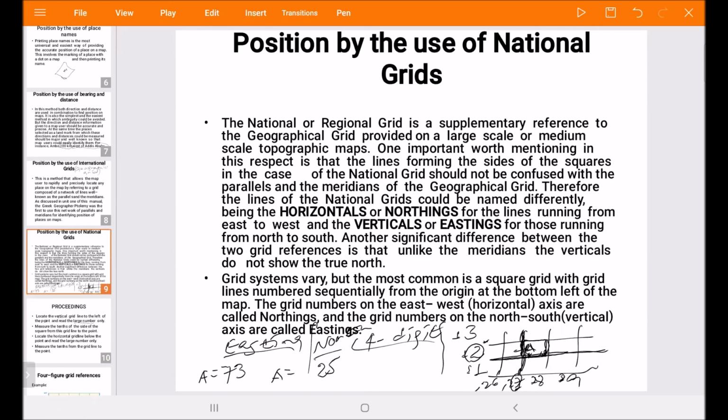So when we identify or locate the position of a place on the map by using the national grid reference, what do we use? Easting and northing. Easting comes first and is followed by northing. To find easting, we use the vertical grid line to the left of the point, then divide into 10 equal parts. The grid square gives two digits. For 4 digits, the first 2 digits are easting and the next 2 digits are northing. So this is by the use of the national grid reference.